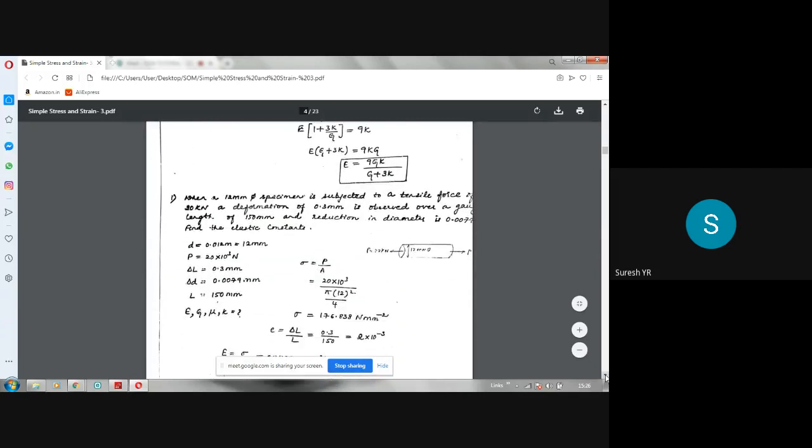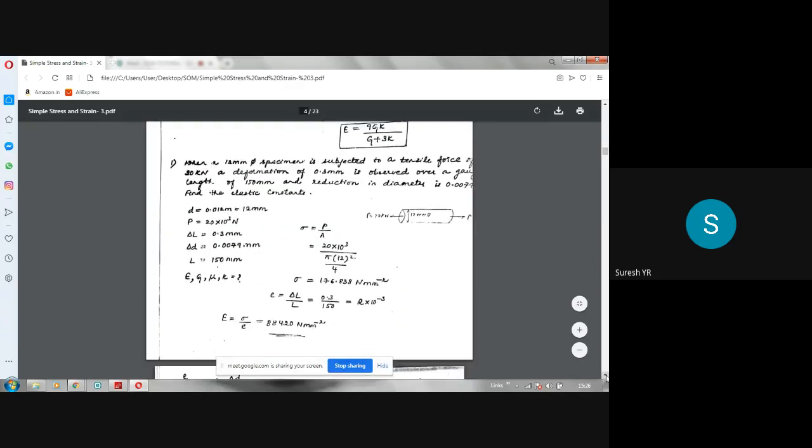Now we will take up problems on that. Problems are also equally important. Using those three relationships, we can solve some problems also. So let us take one by one. When a 12 mm diameter specimen is subjected to a tensile force of 20 kilonewton, a deformation of 0.3 mm is observed over a gauge length of 150 mm and the reduction in diameter is 0.0079 millimeter.